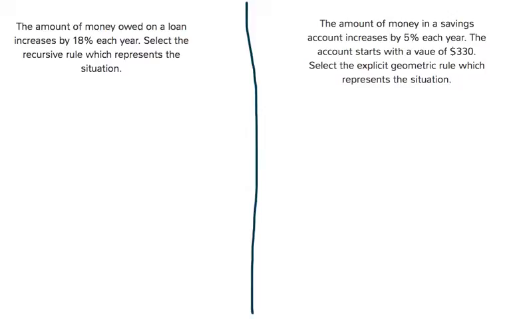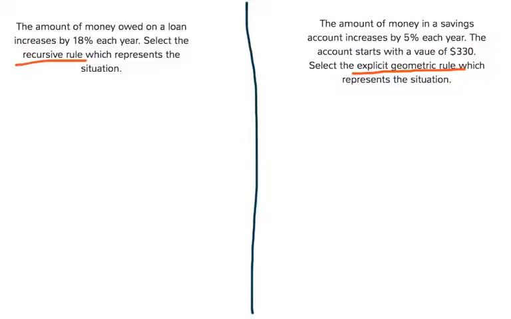Okay, we'll start with the problem on the left, which is asking us to find the recursive rule to represent this situation, which is the amount of money owed on a loan increases by 18% each year. We're looking for the recursive rule. On the right, we're going to be looking for the explicit geometric rule. So we're looking for two different things here, but again, we're going to start on the left with the recursive rule.